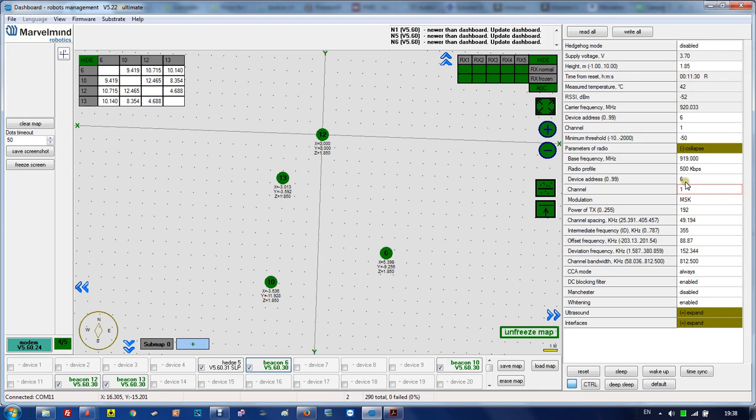The device address I discussed already. The device address is the basic name or number of the address. Without knowing it, you cannot talk to this beacon, you cannot wake it up, you cannot do anything with the beacon. So you must know the device address. Channel: there are several channels. Currently there are 4, but there will be more.